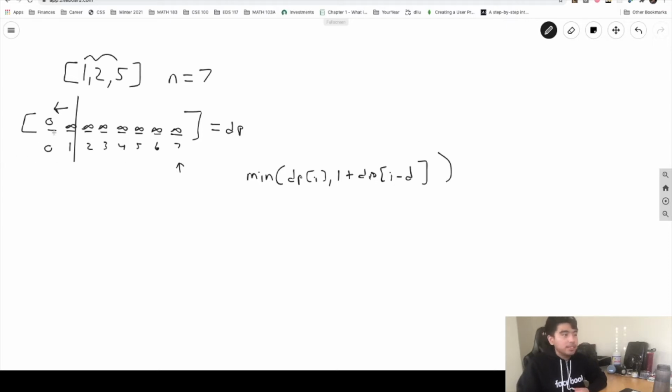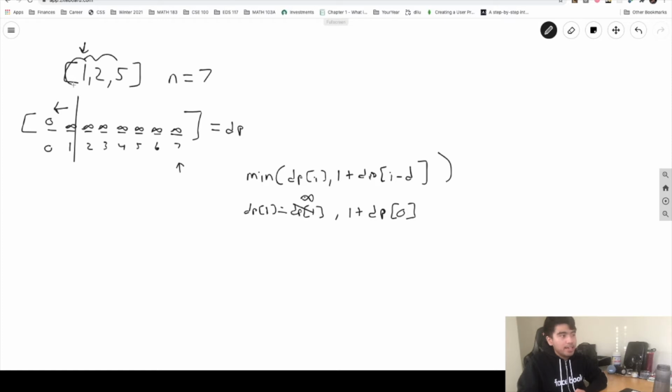Notice how at the very beginning, all of these arrays are initialized at infinity, which is basically saying any value that's not infinity will get overwritten. So at the very first iteration, the minimum of dp of 1 is going to equal our current dp of 1, which is infinity, because we initialized it to infinity, and 1 plus the dp of i minus d. So i right now is 1, and d right now is 1, because our pointer is on the denomination d. And what is that basically saying? 1 plus the dp of i minus d is 1 plus the dp of 1 minus 1, which is the dp of 0.